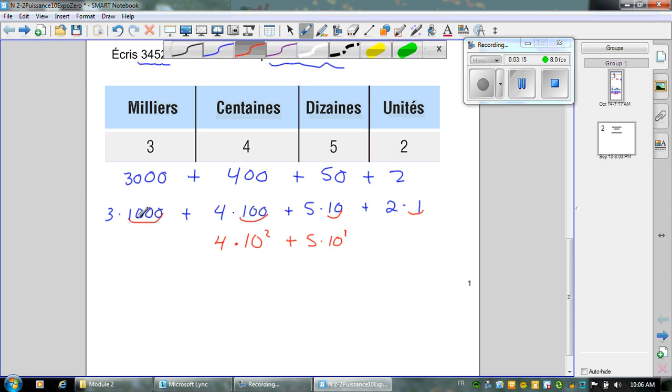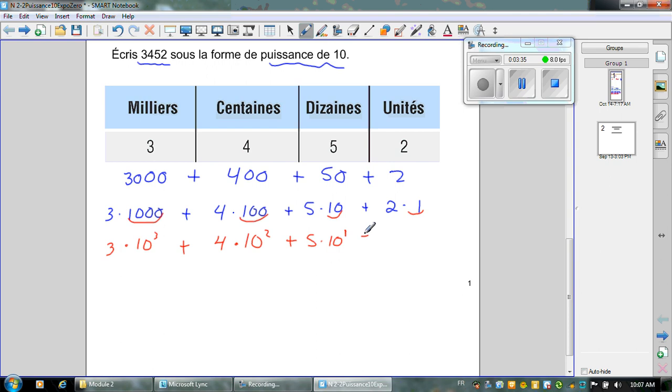And let's take a look at this one. This is 10 to the power of 3, because 10 times 10 is 100. 100 times 10 is 1,000. You just go an extra place value, multiplied by 3.